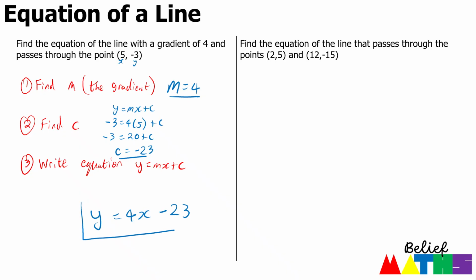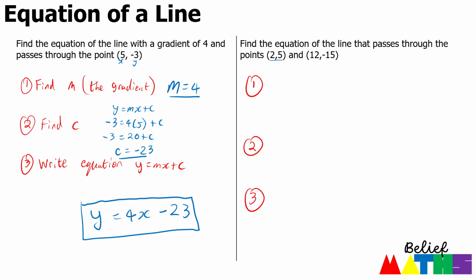And it should always end up in the form y equals mx plus c, where for m and c, you write the values for them. The one on the right hand side, we're going to do exactly the same thing. And again, we're just going to use the same 3 steps. Step 1, we're going to find m. And as I said, this is the bit that varies. The rest of it's always the same.